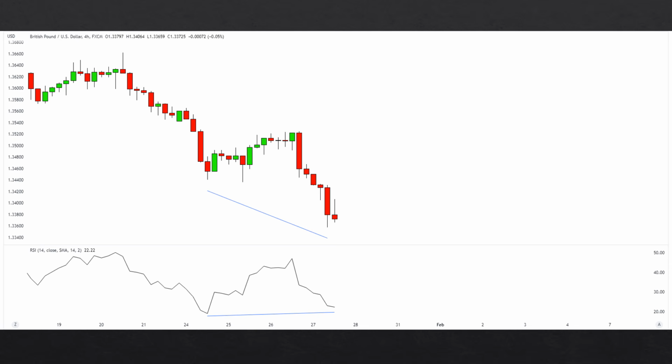Right from the start, we can see that price is creating lower highs and lower lows, so we can say it's in a downtrend. However, we can also spot a bullish reversal divergence by looking at the lows, as it is highlighted by the blue lines. Price is creating a lower low while the RSI is creating a higher low.